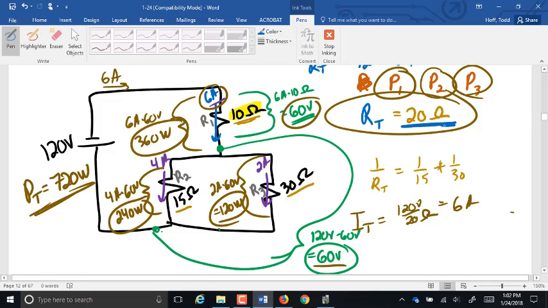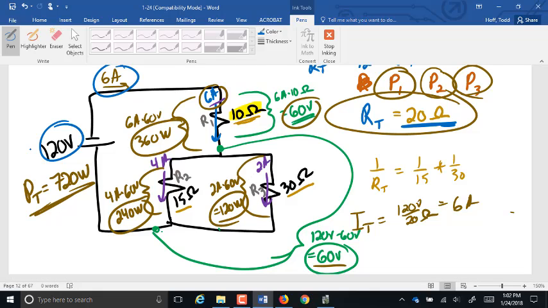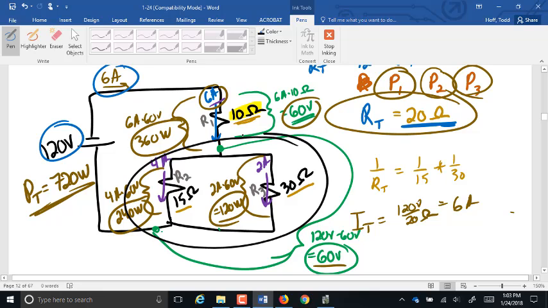My total resistance was 20 ohms. Well, look at that, 6 amps times 120 volts is 720 watts. I don't have to go the long way to get to it. Does that make sense? That's the biggest piece to it, finding that equivalent resistance. You don't have to find the equivalent resistance for the whole thing at once. You can replace any parallel sections with a single equivalent resistance and then add them up.